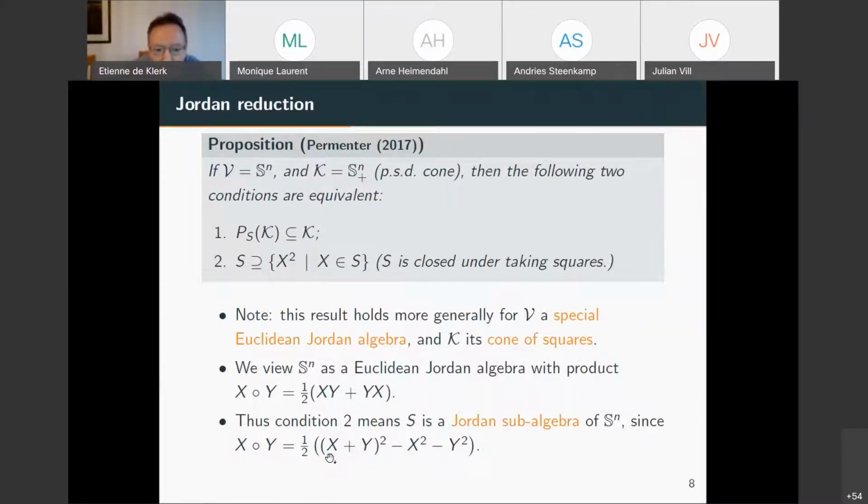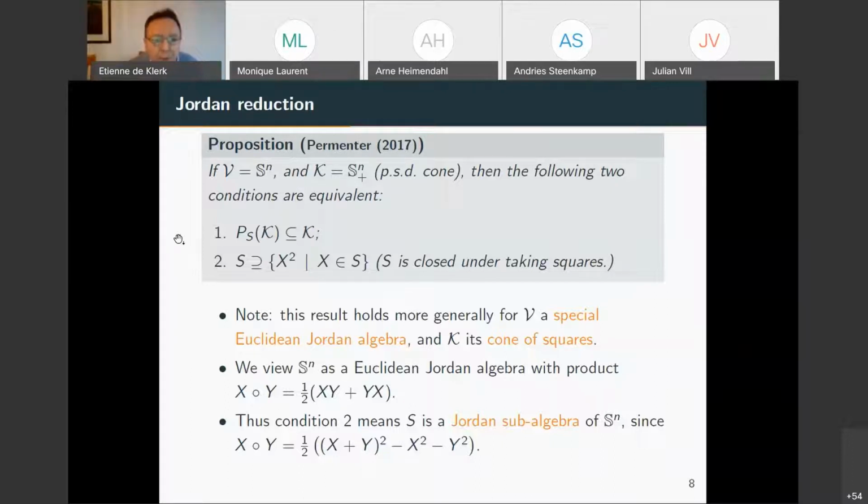But the point is this: if a subspace is closed under taking squares, then all these things belong to the subspace, and of course it's a linear subspace, so the whole thing belongs. So it's closed under taking the Jordan product as long as it's closed under taking squares. So that's if and only if. This second condition actually means that S must be a Jordan subalgebra of the symmetric matrices. So this is really nice.